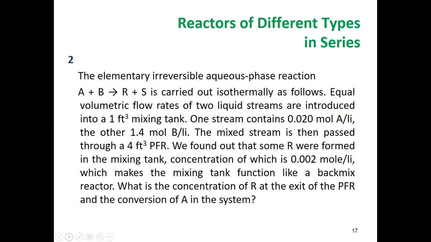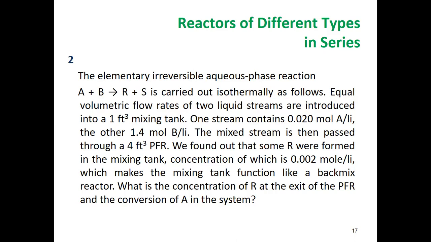Where was I? So, the elementary irreversible aqueous phase reaction A plus B forming R plus S is carried out isothermally as follows. Equal volumetric flow rates of two liquid streams are introduced into a 1 cubic feet mixing tank. One stream contains 0.02 mol A per liter and the other 1.4 mol B per liter. The mixed stream is then passed through a 4 cubic feet PFR.